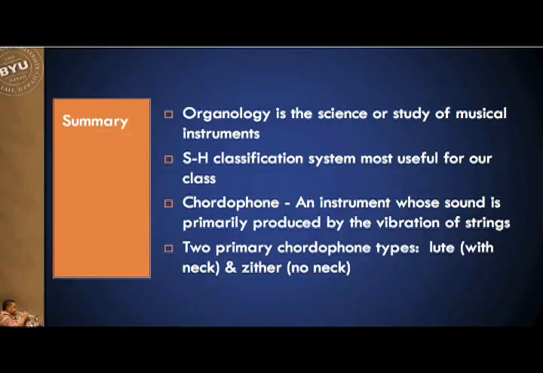Among those categories in the classification system, we learned about chordophones as instruments whose sounds are primarily produced by the vibration of strings. See if you can take a moment and picture some of those examples in your mind. Hear some of those sounds. We had two primary chordophone types, lute type with a neck and zither type with no neck.